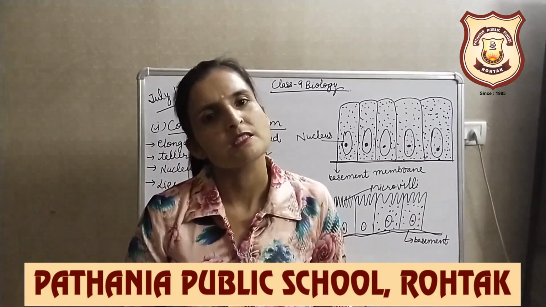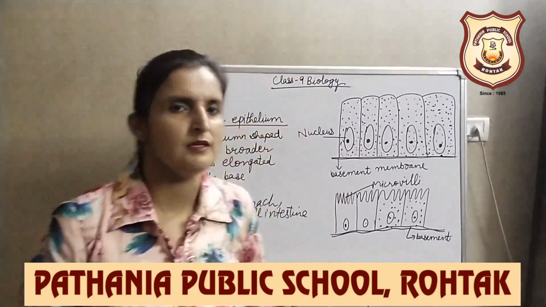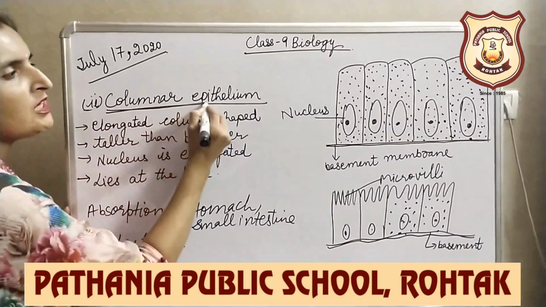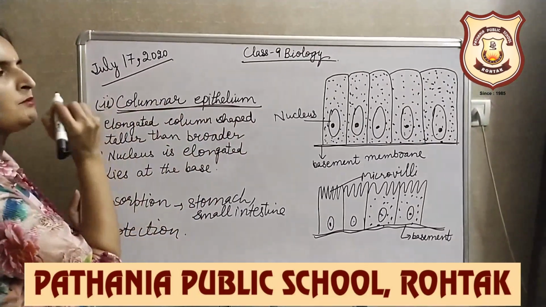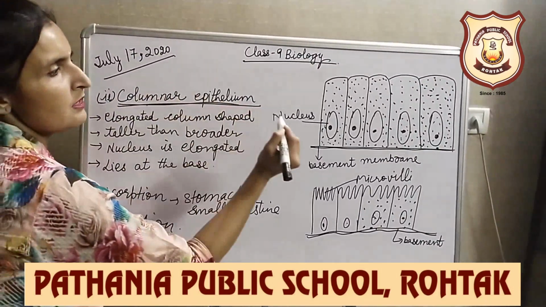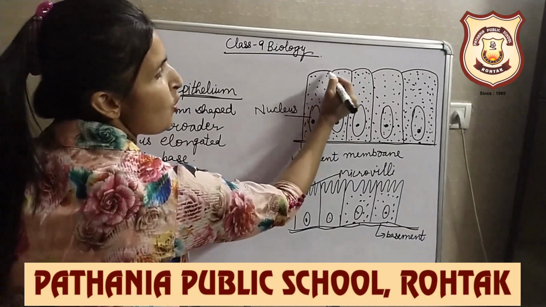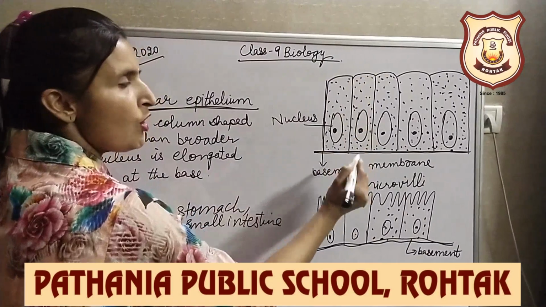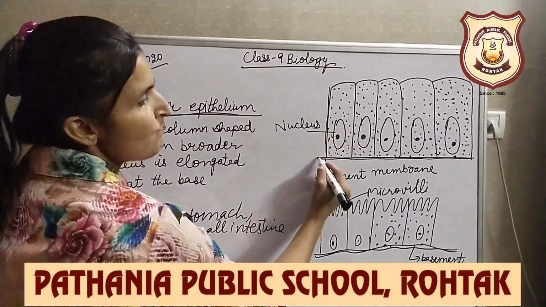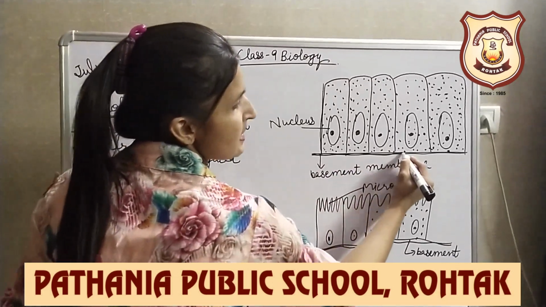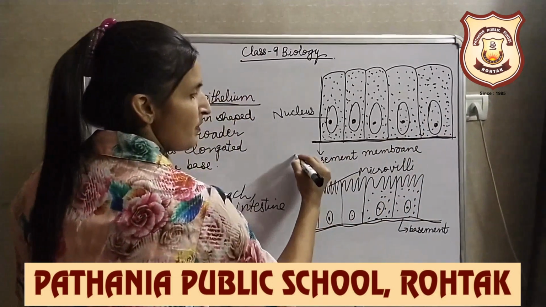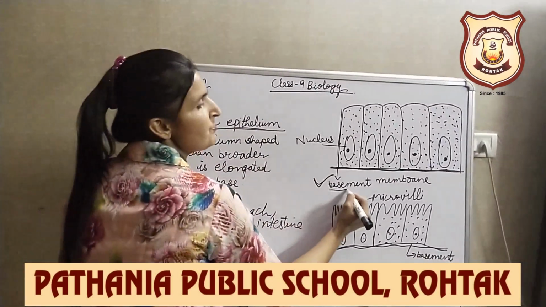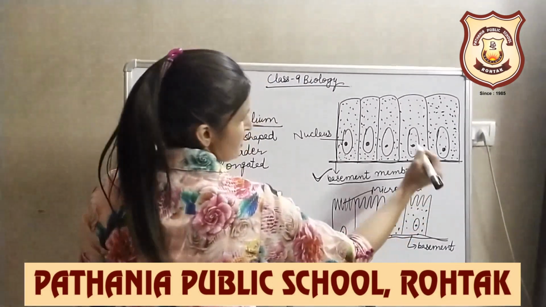Let us now discuss the other types of epithelium. Now, the second type of epithelium is the columnar epithelium. As the name indicates, columnar epithelium is made up of column-shaped cells which are taller than broad. All these column-shaped cells lie on a thin delicate membrane, as is the characteristic of all types of epithelia, that is, they lie on the basement membrane.